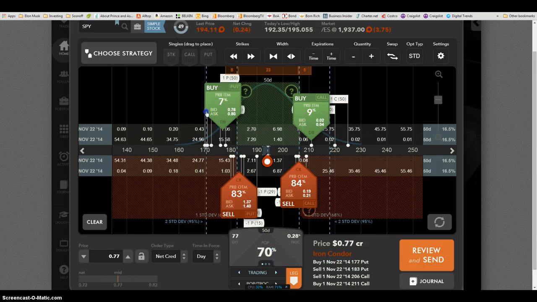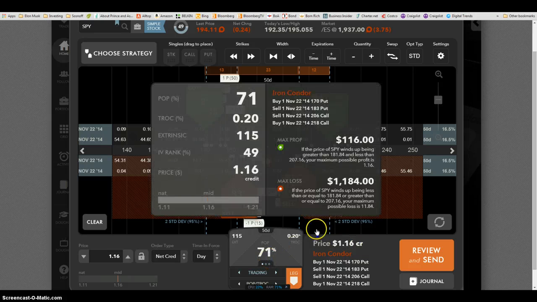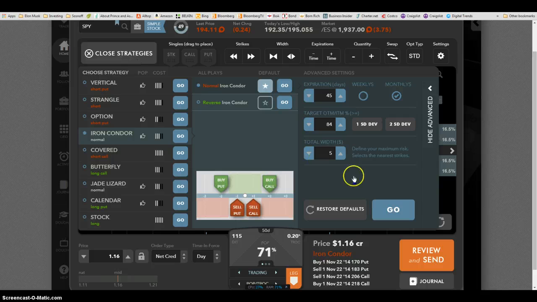Now let's move the wings. Let's move the buy sides back out to the wings and buy further out. Remember that two standard deviation line? I collect more. My probability of profit only went up 2%, but I'm risking more than double the money. That's why I said when you go to choose strategy, especially if you're beginning, make this default to 5. And you can go from there.